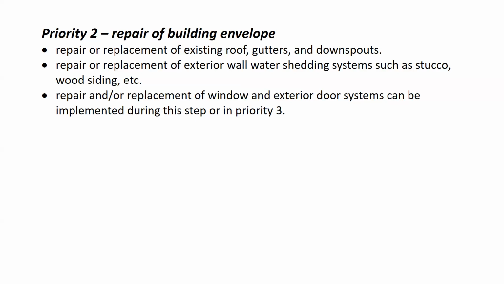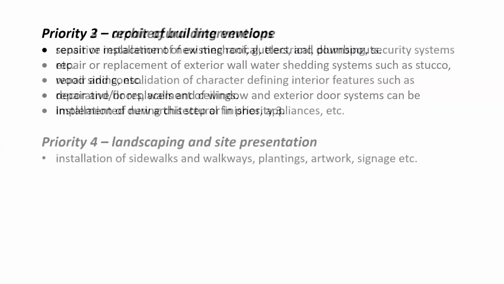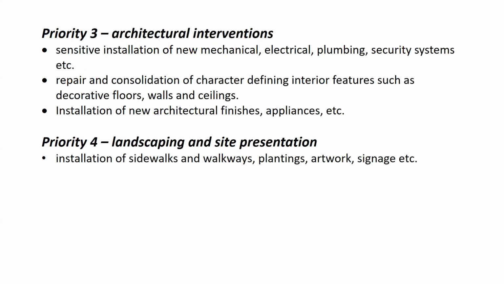Okay, and then there's priority 3, the architectural interventions. This is when we go in and we'll install a new heating system, air conditioning system, plumbing, electrical wiring, security system, fire alarm.